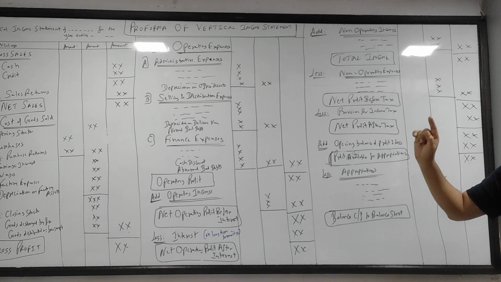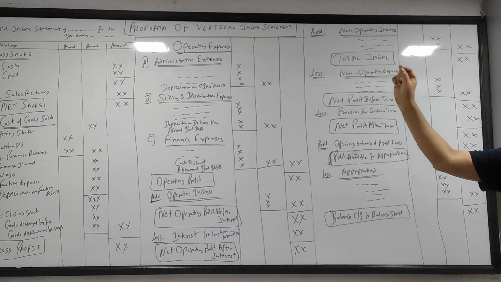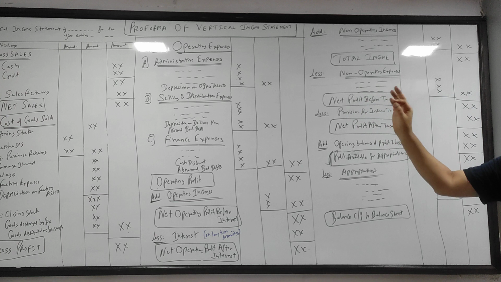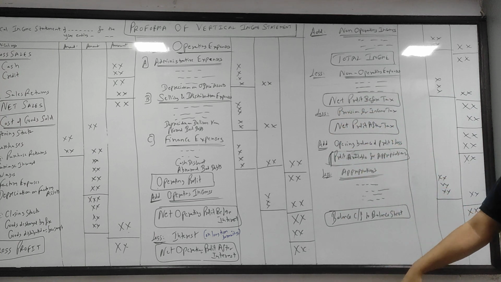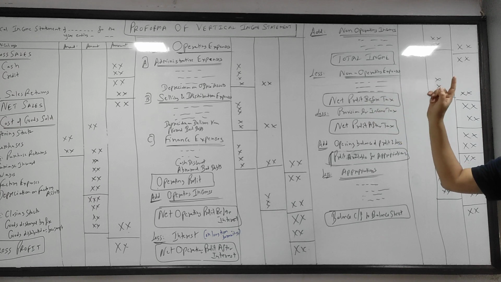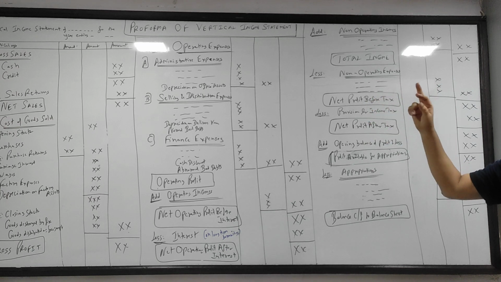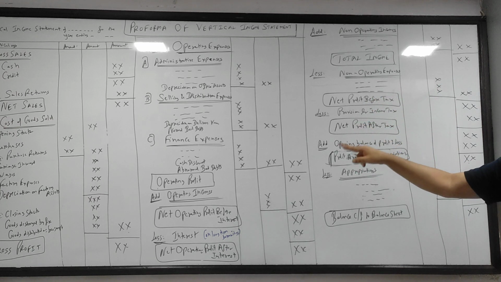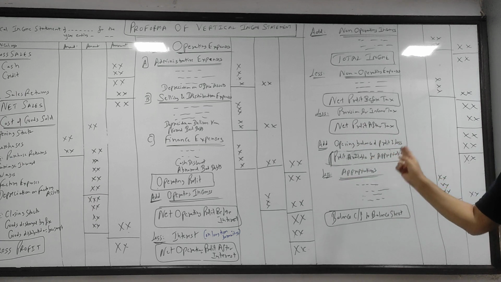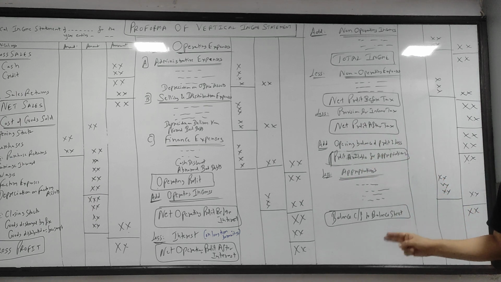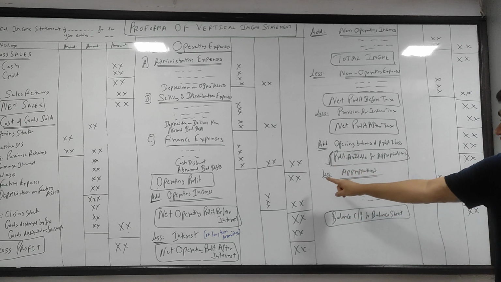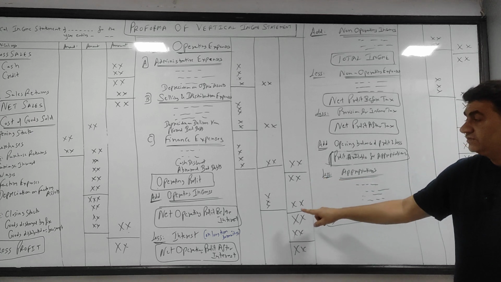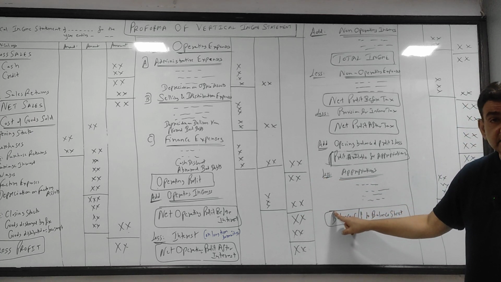So I'll repeat how we start, just to brush up. Gross sales minus sales return, net sales. From net sales, deduct cost of goods sold, which gives you gross profit. From gross profit, deduct operating expense, which is in 3 parts: admin, selling, finance. The difference is my operating profit, that is gross profit minus operating expense. To that, add operating incomes. I told you what it is. Take the total. Operating profit plus operating incomes is net operating profit before interest.